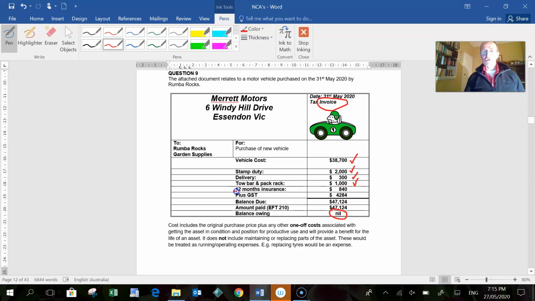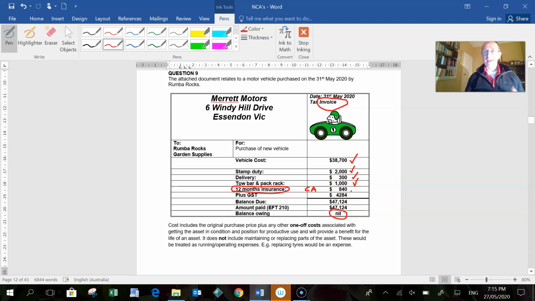Notice the 12 months insurance. Right? So that is not providing any economic benefit beyond the 12-month period, right? So that would be treated as a current asset. And we'll do that in the coming topics when we look at balance day adjustments. That will be treated as a prepaid insurance expense. So it's an economic benefit that hasn't been used up yet, but it's not a non-current asset, right?